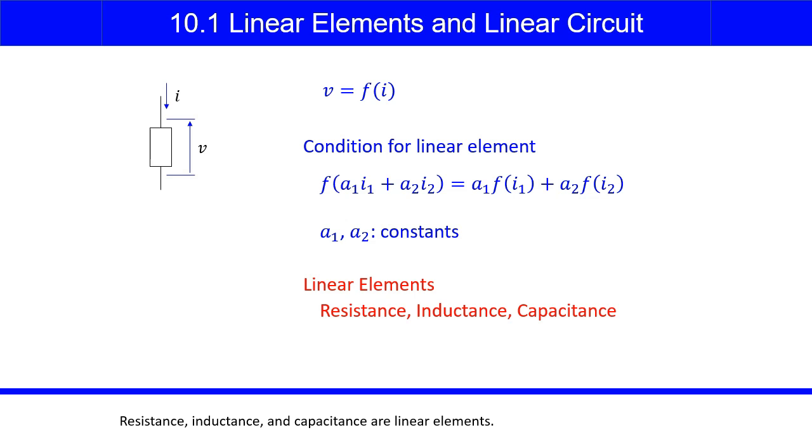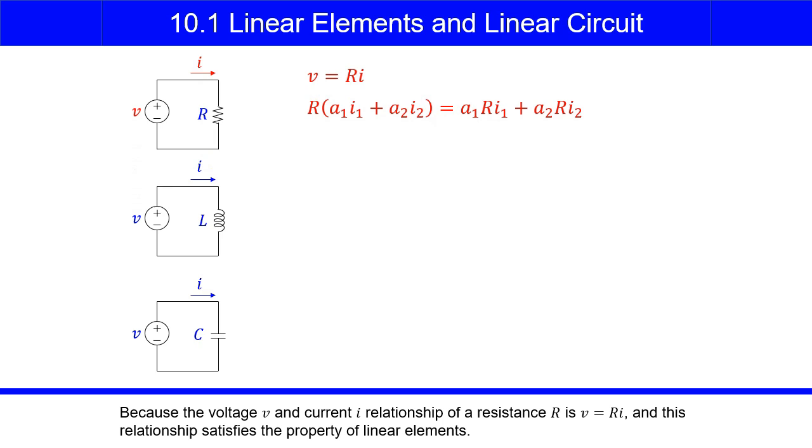Resistance, inductance, and capacitance are linear elements. Because the voltage v and current i relationship of a resistance R is v equals Ri, and this relationship satisfies the property of linear elements.